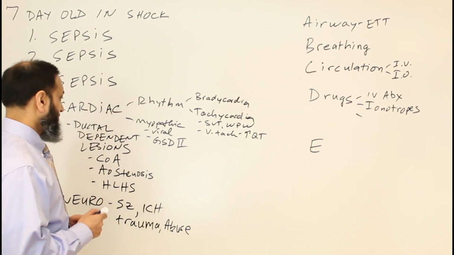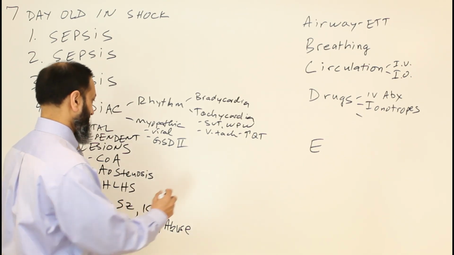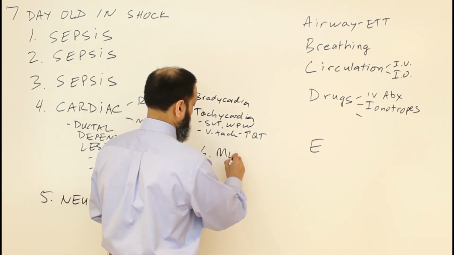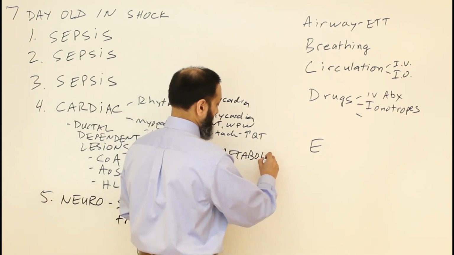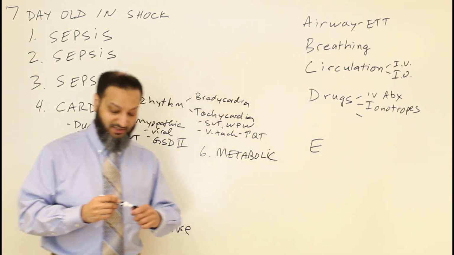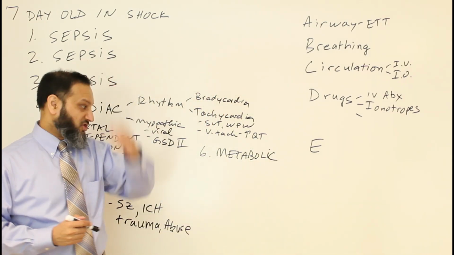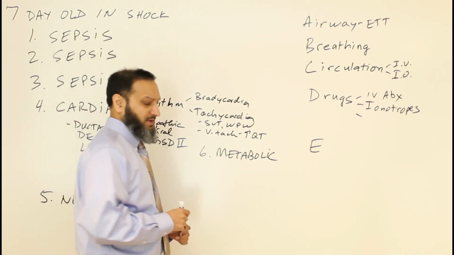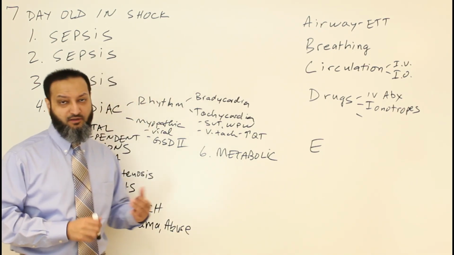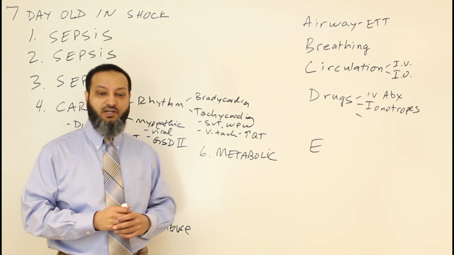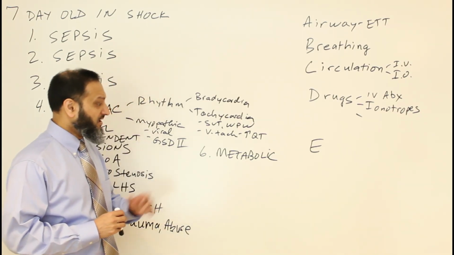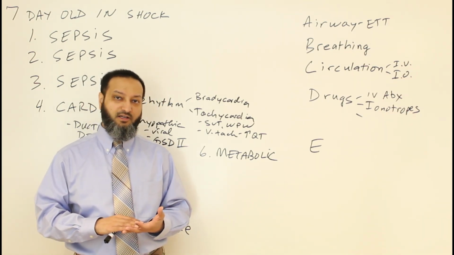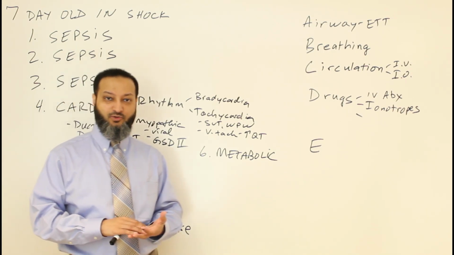And then after neuro, another category that I think is very important to consider is going to be metabolic types of causes. A lot of inborn errors of metabolism and metabolic causes can present at 7 days of age in shock, so we can lump those all together. One of the biggest ones to think about is a male infant coming in at 7 days of age in shock who turns out to have hyponatremia, hyperkalemia, hypoglycemia, and acidosis.